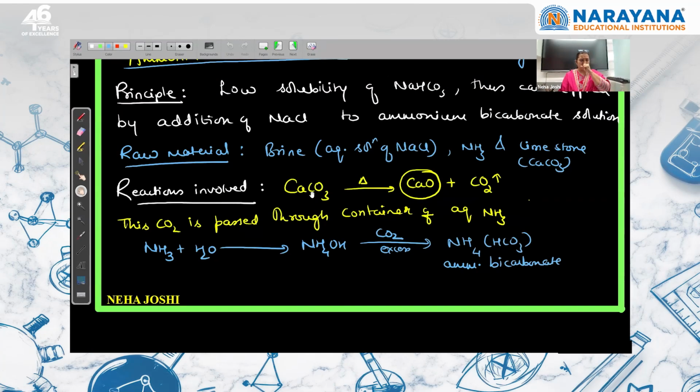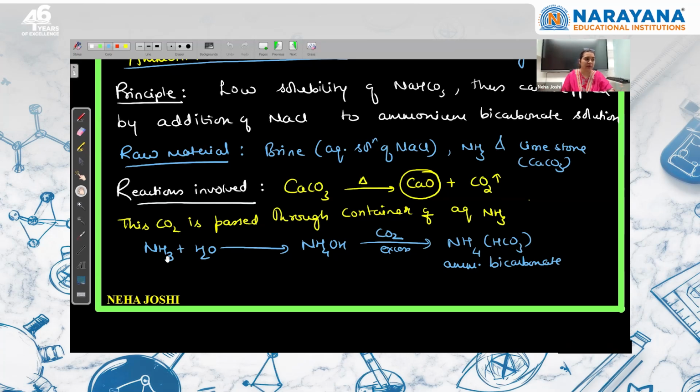What we do is, excuse me, we heat CaCO3. We heat CaCO3 and CaO is formed. Okay, CaCO3 is called limestone, CaO is called lime. CO2 is released. We just do not allow it to go, we store it. We do not use it. We store it, and thus this CO2 is again recycled. So how we use it? This CO2 is passed through a container having aqueous ammonia.